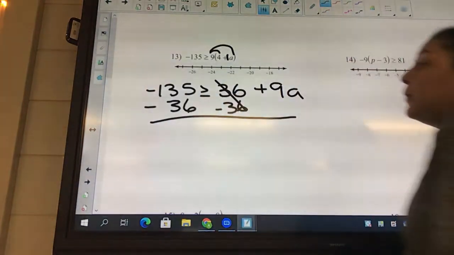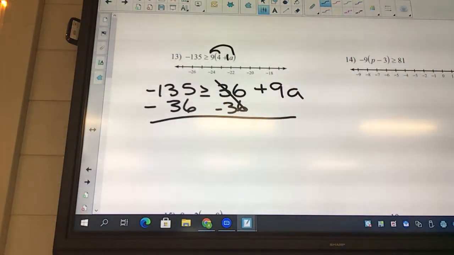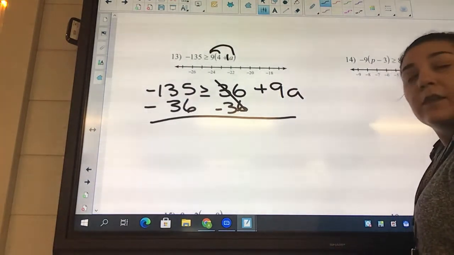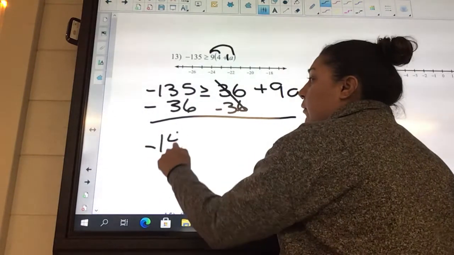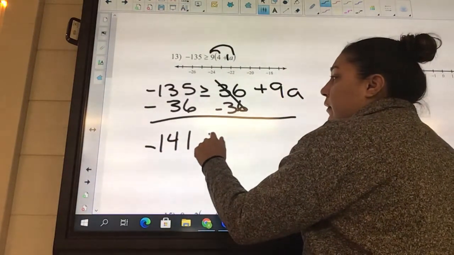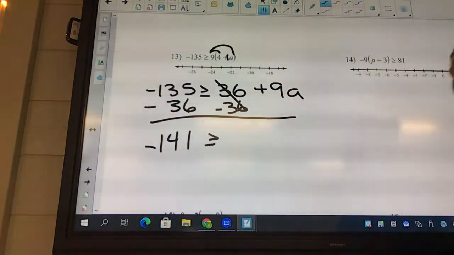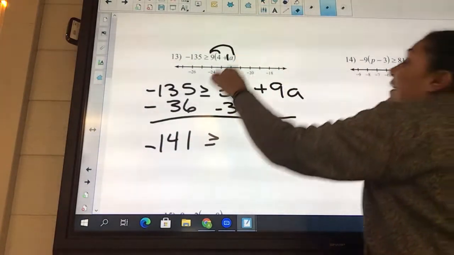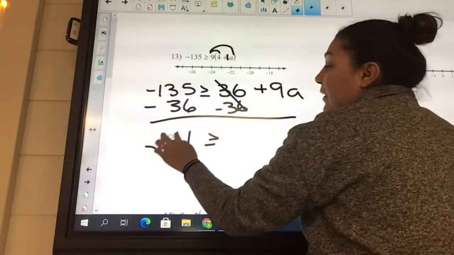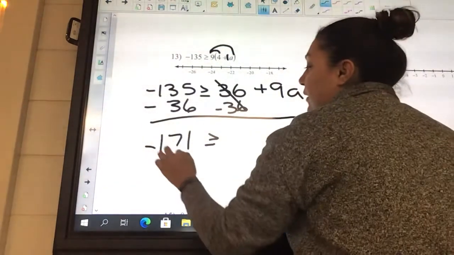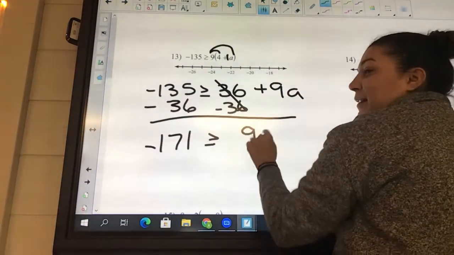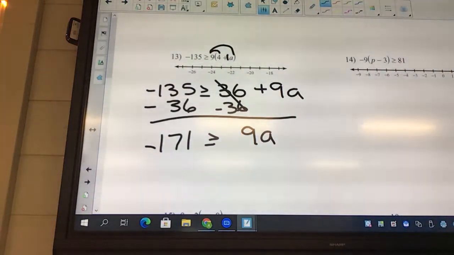What is negative 135 minus 36? Negative 121? Negative 141? That's not right. Yeah, 171. It's negative 171. Sorry, it's Jared's fault. Okay, and then what do we need to do?